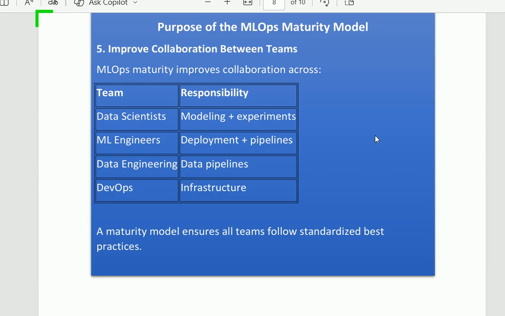The maturity model ensures all teams follow standard best practices, because on this page there are different teams like the data scientist, ML engineer, data engineer, and DevOps. All their responsibilities are defined on the right-hand side. For the data scientist, we have modeling plus experiments; for the ML engineer, deployment plus pipeline; for the data engineer, the data pipeline; and for DevOps, infrastructure. So these are the responsibilities of the different teams that take part in the MLOps maturity model.